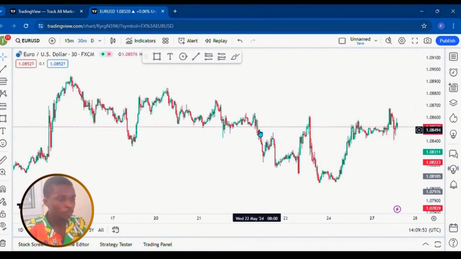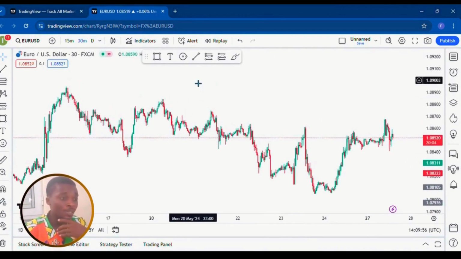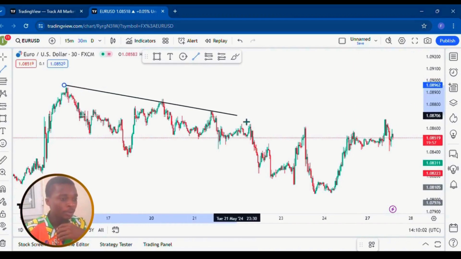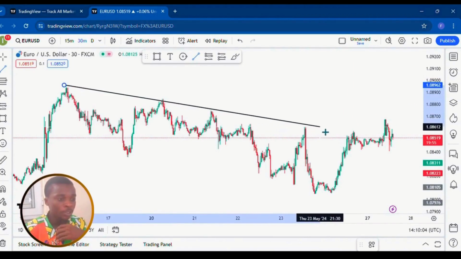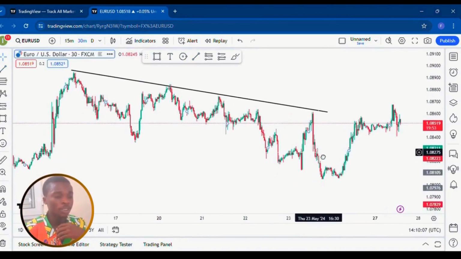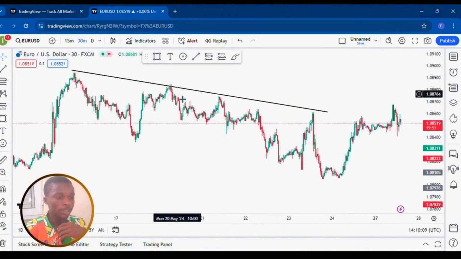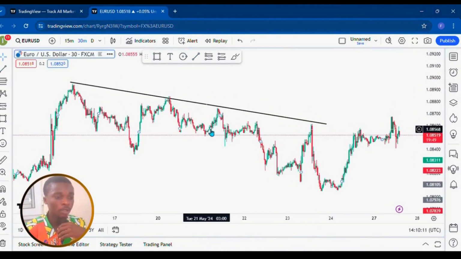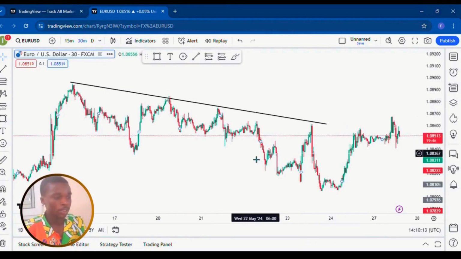Right now, first of all, what is resistance? We're going to start from resistance. To identify resistance, you can see at this point, this is the resistance area of this chart, as you can see there.